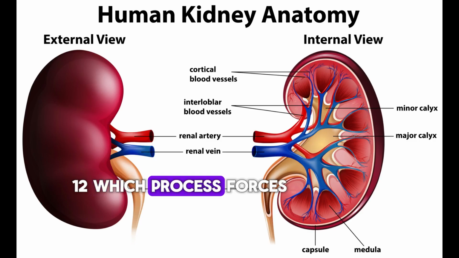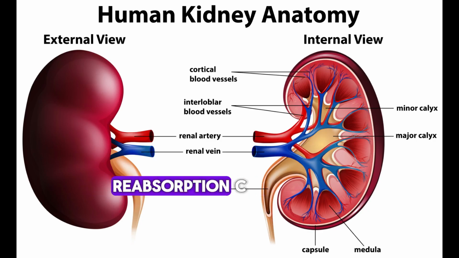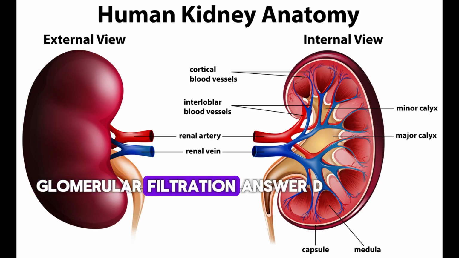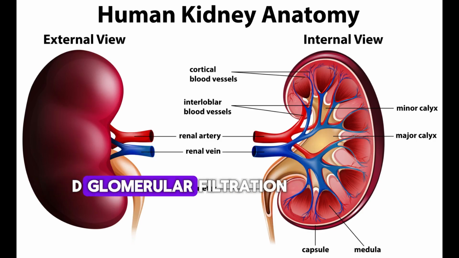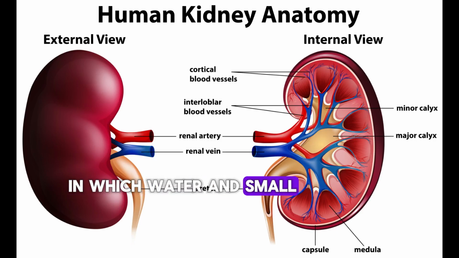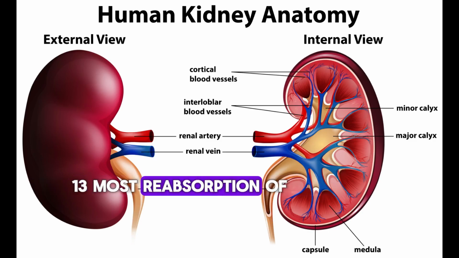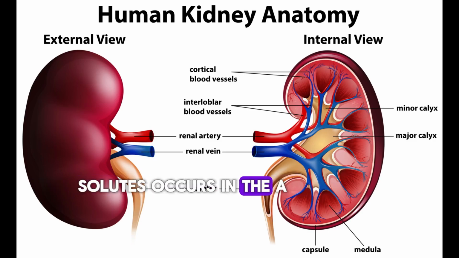12. Which process forces small solutes out of the blood into the glomerulus? A. Tubular secretion. B. Reabsorption. C. Peristalsis. D. Glomerular filtration. Answer D. Glomerular filtration. This is the process in which water and small solutes are forced from the blood into Bowman's capsule.